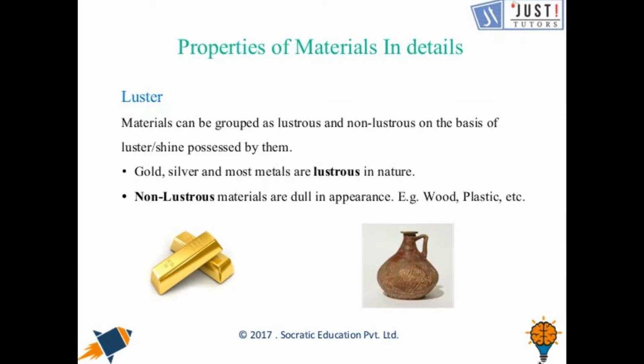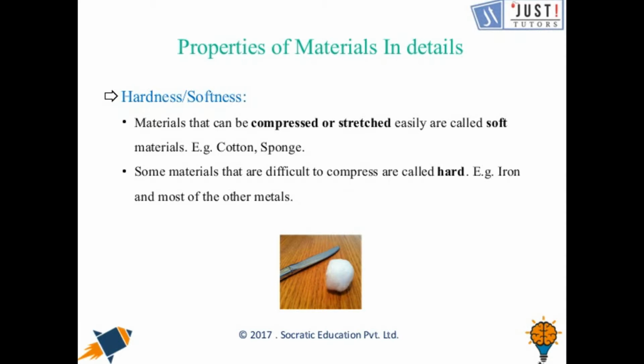So luster means shiny. You can group the objects into shiny and non-shiny, which is basically lustrous and non-lustrous. Lustrous materials could be gold, silver, and non-lustrous could be wood, plastic, etc. Let's talk about hardness and softness of materials. Materials that can be compressed or stretched into a different shape are called soft materials, for example cotton or sponge. Hard materials are not easy to compress by hand, like iron and wood.